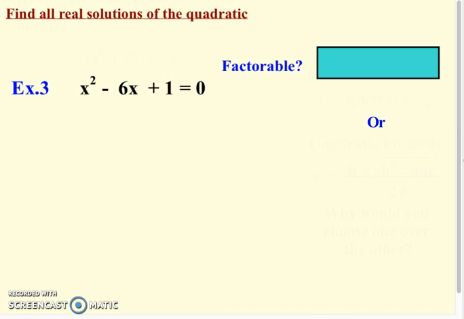Now, finding all real solutions. So, this is another quadratic. And so I always start by, is it factorable? That's the first question. And clearly no. There's no factors of 1 that can produce a 6 middle term. So that's out. And then if it's not, what are my choices?